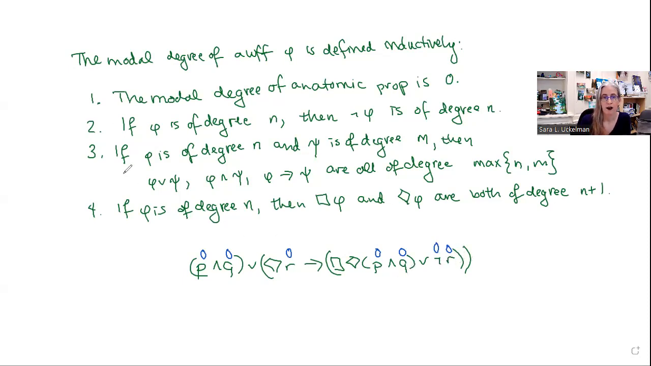P and Q, phi is of degree n, psi is of degree m, then we take the maximum of them. The maximum of 0 and 0 is 0, so we have 0 here. Ooh, look, now we're adding a modal operator.